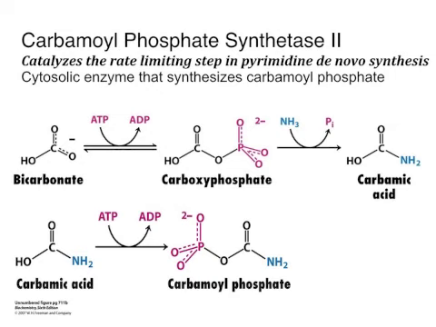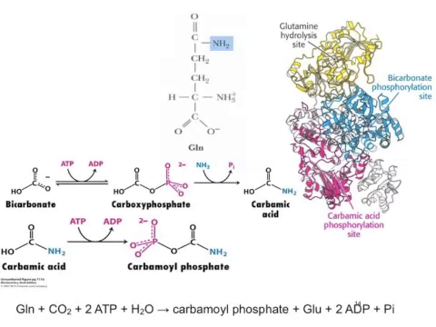And so, just like before, we're going to start with bicarbonate. We're going to phosphorylate it to make carboxyphosphate. We're then going to aminate it to form carbamic acid, then another phosphorylation to yield carbamoyl phosphate. And so this is an activated intermediate, and this is where the difference comes in. If you remember, in urea synthesis, the amino group came from ammonium. In this case, however, the amino group can either come from ammonium or it can come from glutamine. We're going to see that glutamine is often a donor of amino groups.